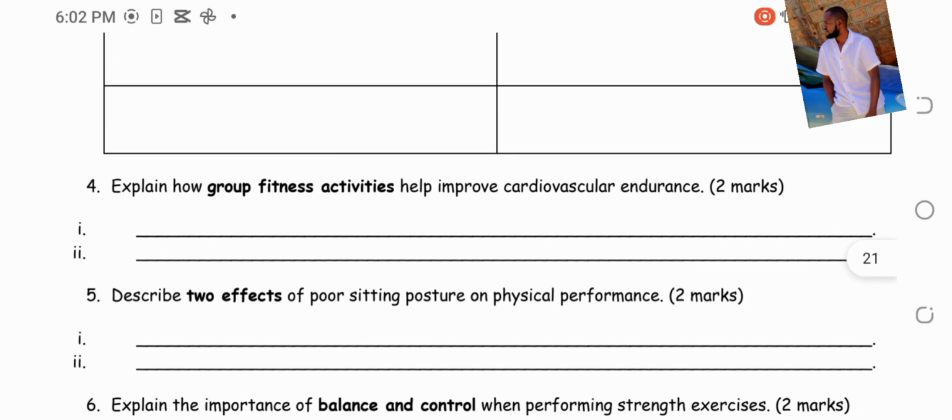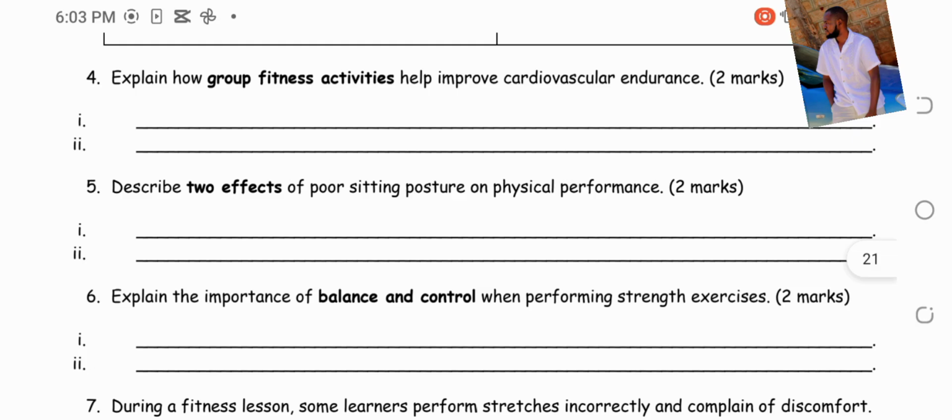Then number four, explain how group fitness activities help improve cardiovascular endurance. We have group fitness increases heart rate or heartbeat. Then it improves oxygen supply.